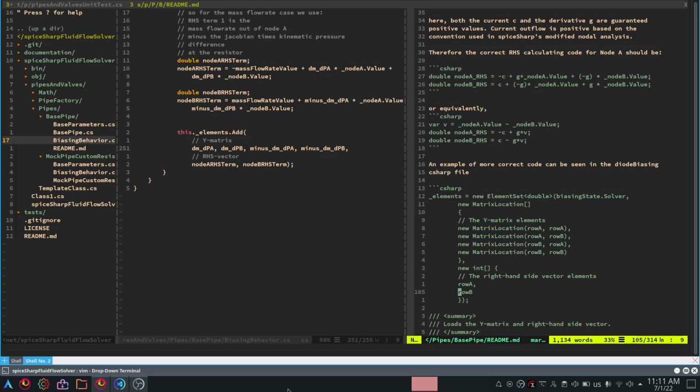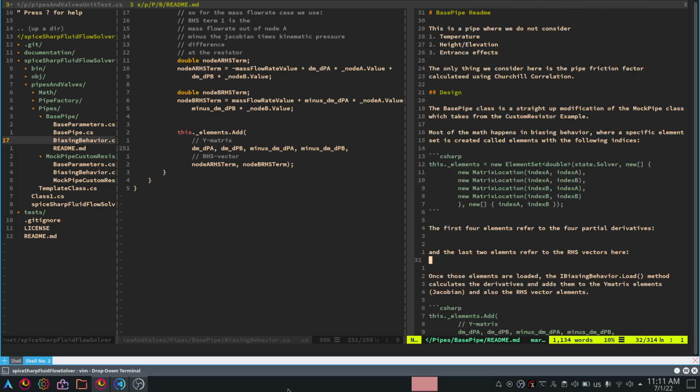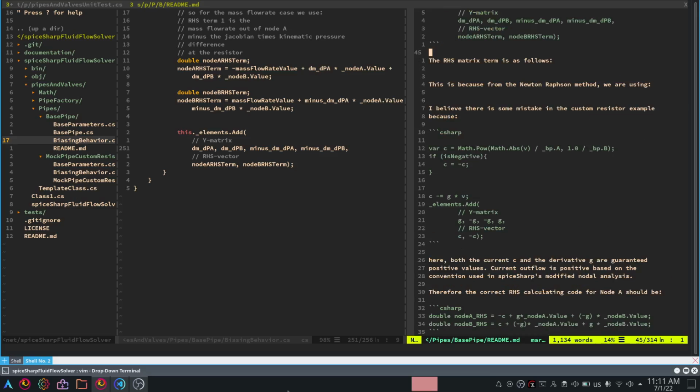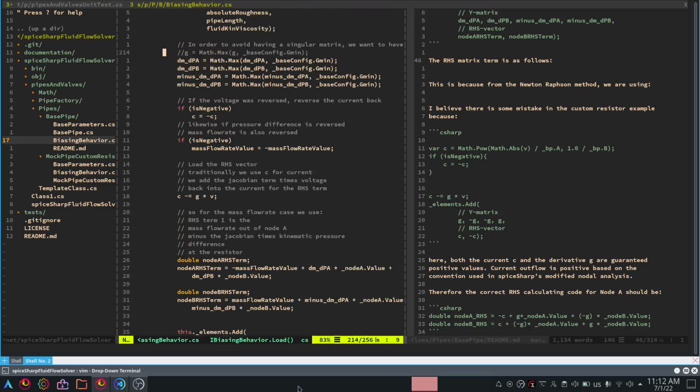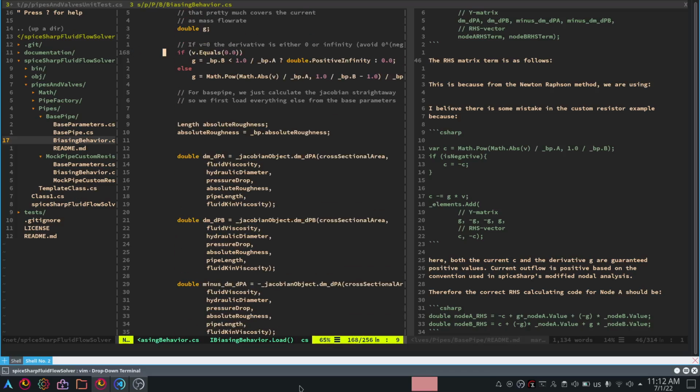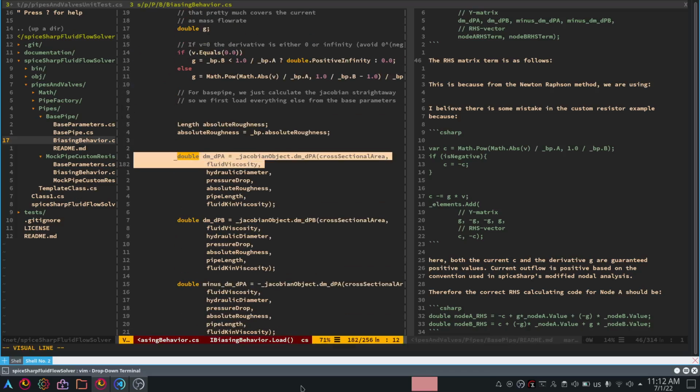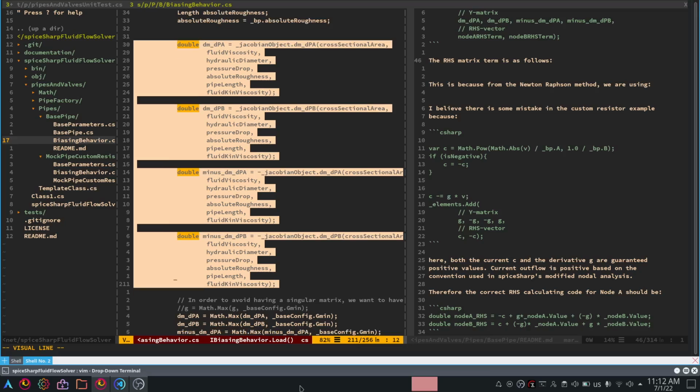That's important. You can take a look at the pipe fluid flow theory to see how this is actually derived, or maybe we'll go through that sometime later. The Y matrix is over here and the right hand side vector is here. We'll talk a little later about how they are calculated, or maybe we'll do it in this part. This is where the Jacobian is actually calculated.